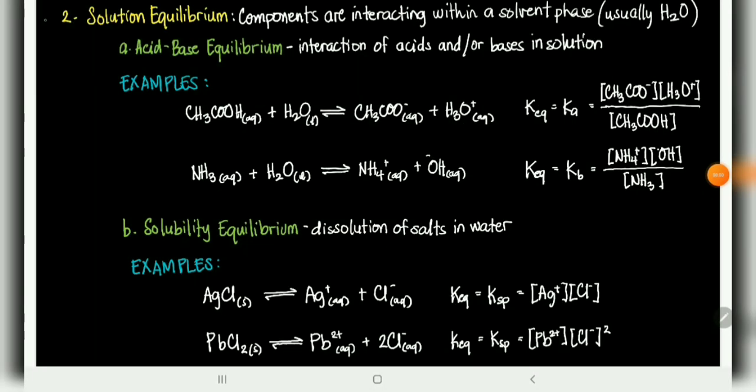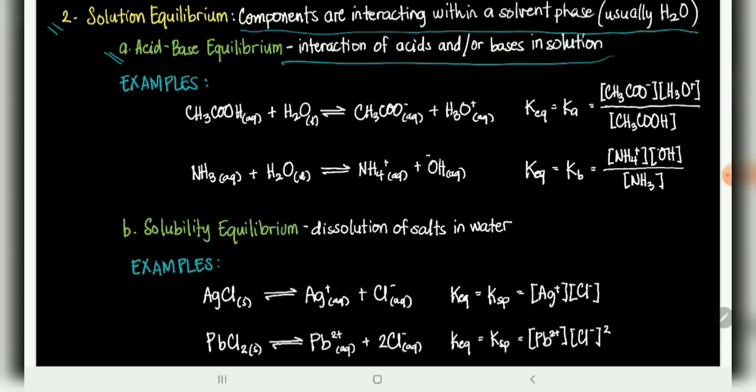Okay? So, for the next type, we have the solution equilibrium. So, these are for components that are interacting within a solvent phase. So, usually yung solvent natin ay water. Okay? So, for the first subtype, we have the acid-base equilibrium. So for acid-base equilibrium, this is for interaction of acids and or bases in solution. So for example, we have the dissociation of acetic acid in water. So that's acetic acid dissolved in water produces acetate, an ion, plus the hydronium cation. So this is hydronium.